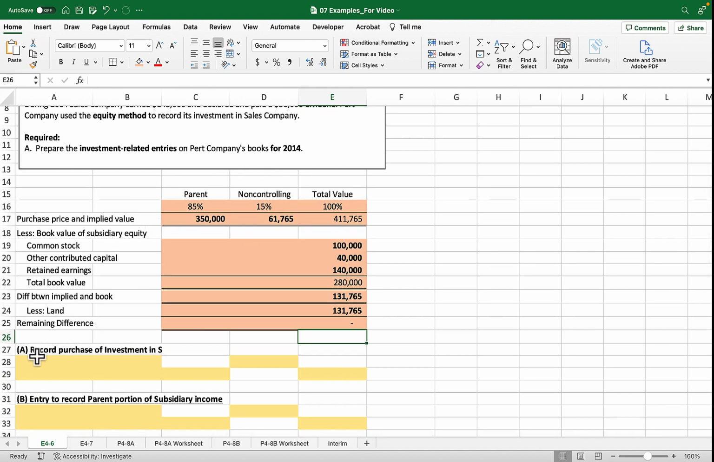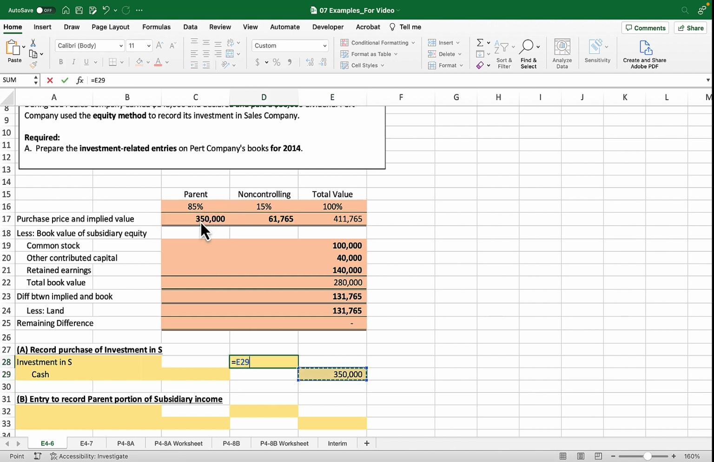So the first one is to record that actual investment, the reason that we had to do this in the first place. And this is straight from your investments chapter. We are going to debit investment in S, and we're going to credit cash. So we paid cash and we received our investment. How much cash did we pay? Well, we paid $350,000. And so that is what our investment is worth on day 1.